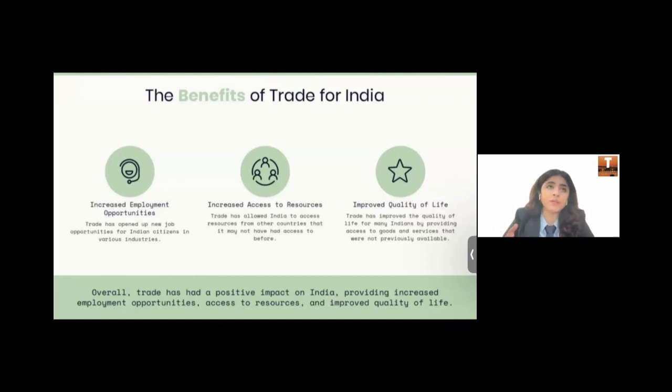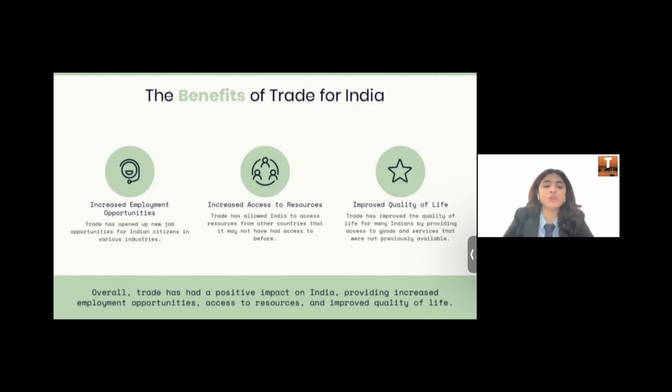Fifth would be consumer benefits. Trade exposes Indian consumers to a broader range of products and services from around the world. Increased competition from imported goods can lead to lower prices, better quality, and greater choices for consumers. So this enhances the overall standard of living and consumer welfare in India.